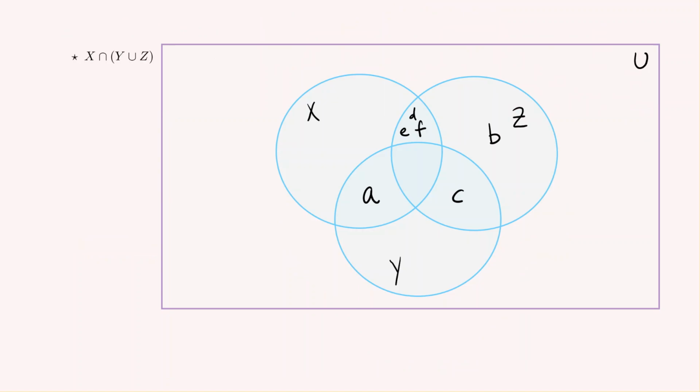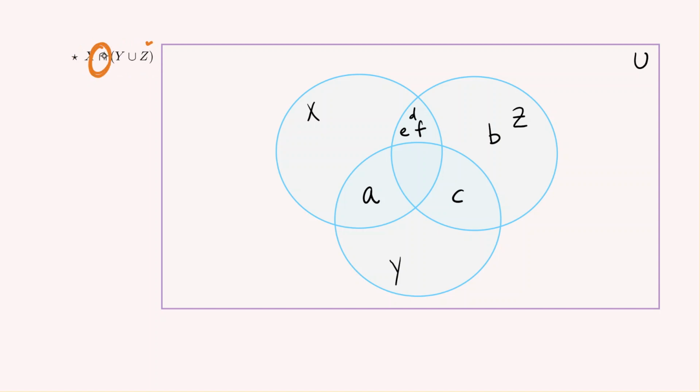Now for our next problem, we still have the same original universal set U and subsets X, Y, and Z, so I've just recopied that here. And next up, we need to shade the section of the Venn diagram that's represented by X intersect the set Y union Z.